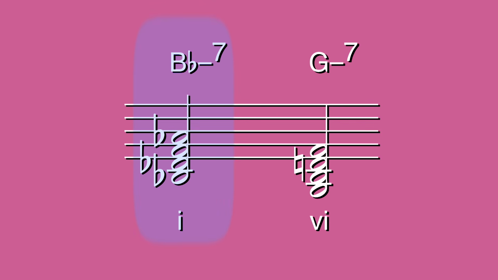This chord progression is an example of borrowing a chord from a major key while in a minor key. In this case, we borrow the minor 6 chord from the parallel major.